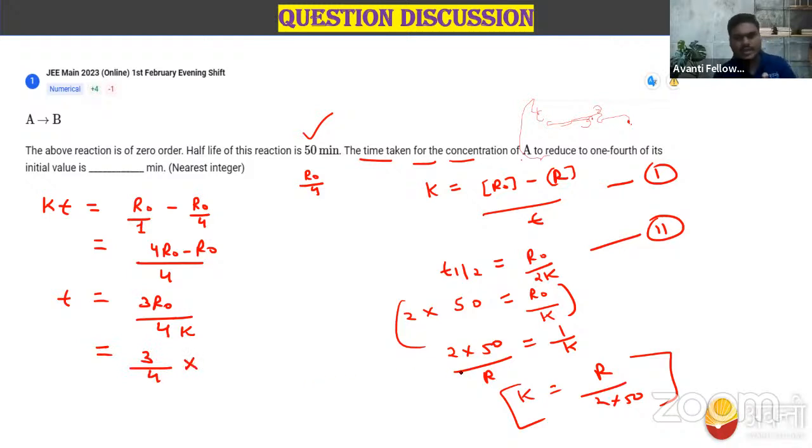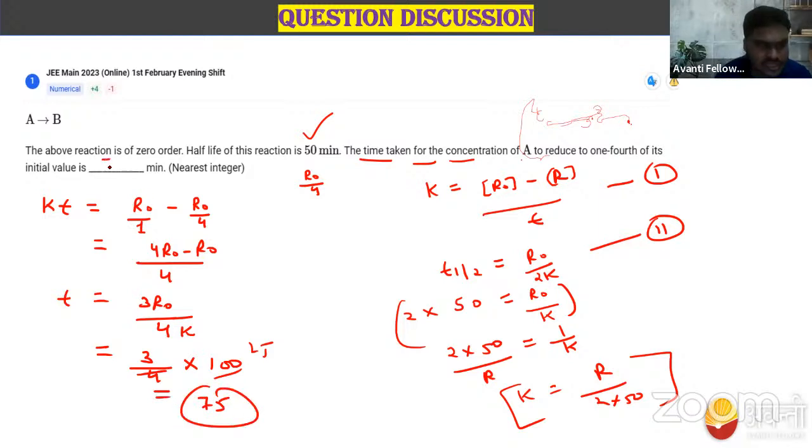And what is R naught by K? So R naught by K is equal to 100. So we can write R naught by K is equal to 100. So this 25 into 3, that is 75. So कितना आ गया आंसर? 75 minutes. So this 75 minutes is the correct one. जल्दी बताओ, सबको समझ आया कैसे 75 minutes आया?